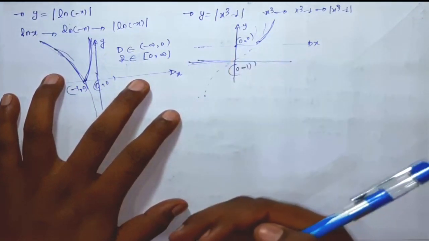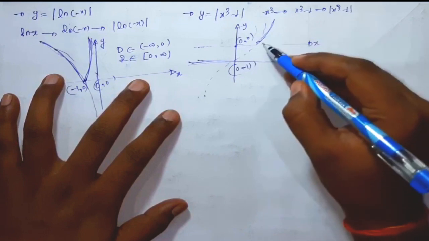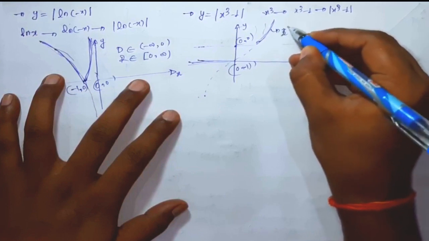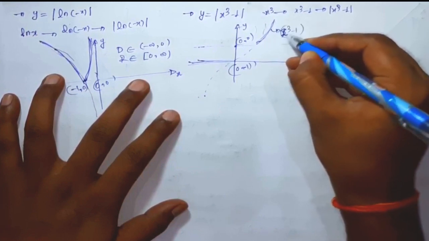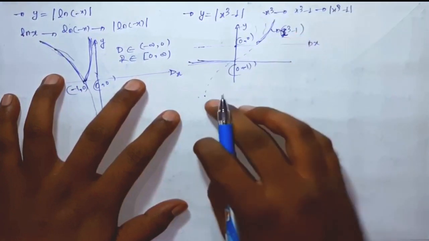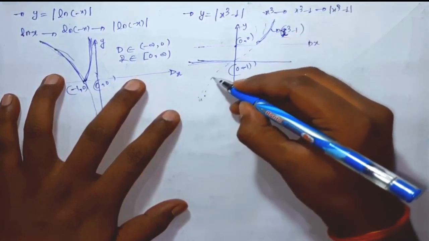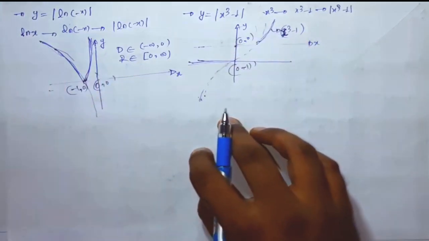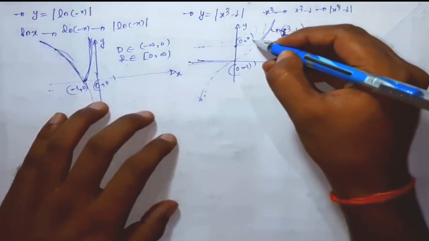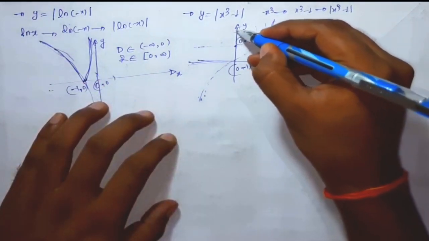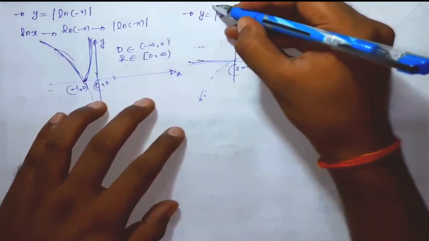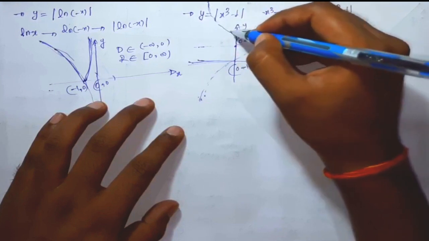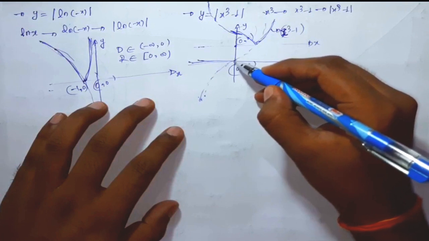Now we are going to take the mod. For the positive portion, the graph will be x cube minus 1. For the negative portion, this whole portion is going to be negative, so we are going to take this image in the x direction. So we will simply do like this. Then we will simply do like this. So this is how the graph has been drawn. The final graph is like this.